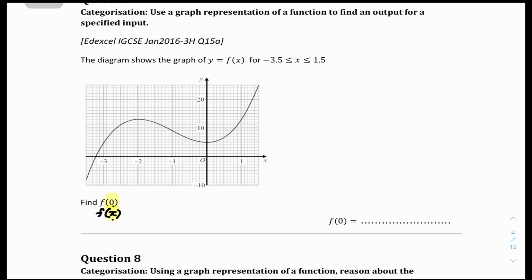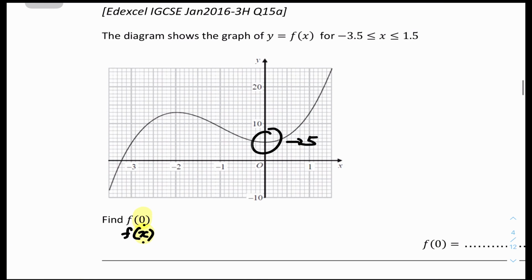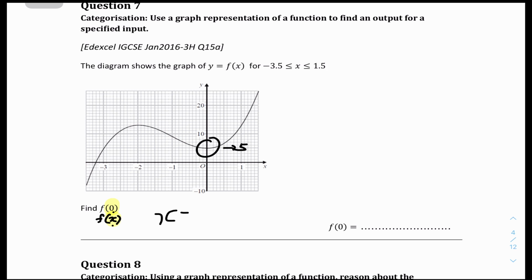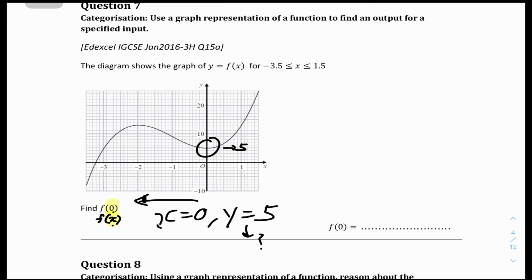It's quite straightforward. You know that this point right here is when x equals 0, which is basically the y-intercept. So we can just look at this point right here, what the y value is, which is 1, 2, 3, 4, 5, which is 5. So when x equals 0, y will be 5, which is basically what this is asking. So therefore the value of f of 0 is the y value, which is 5.